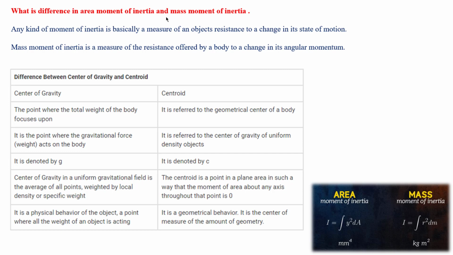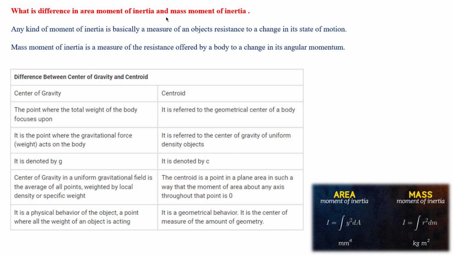Well, the next question is the center of gravity and the centroid. We have the mass moment of inertia and the area moment of inertia. You have the formula here. The first one, mass moment of inertia, is a measure of the resistance offered by a body to a change in angular momentum. Remember that. Next, any kind of moment of inertia is basically a measure of an object's resistance to a change in its state. The formula is here, you can refer to that.